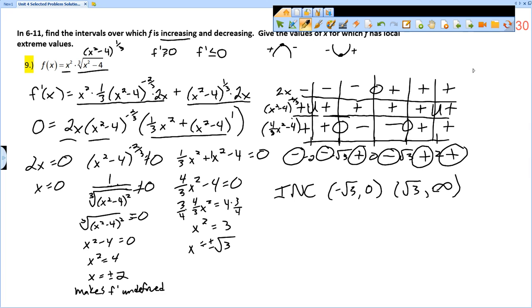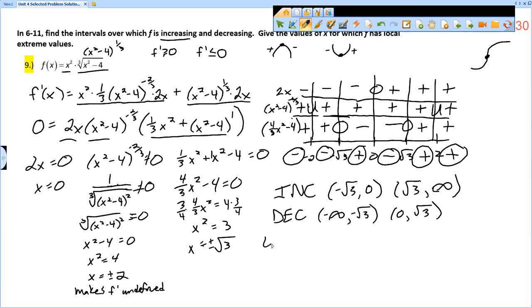So what must be going on there? It must be a vertical tangent, right? It's not an undefined part of the original function. It's only an undefined part of the derivative. All right, so that is when the function is increasing. When is it decreasing? Whenever f prime is negative. So that would be from -infinity to -√3, and then from 0 to +√3.